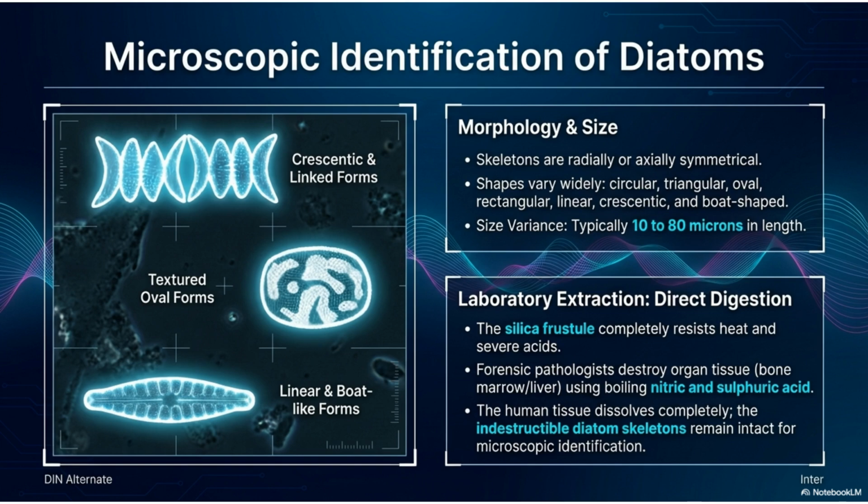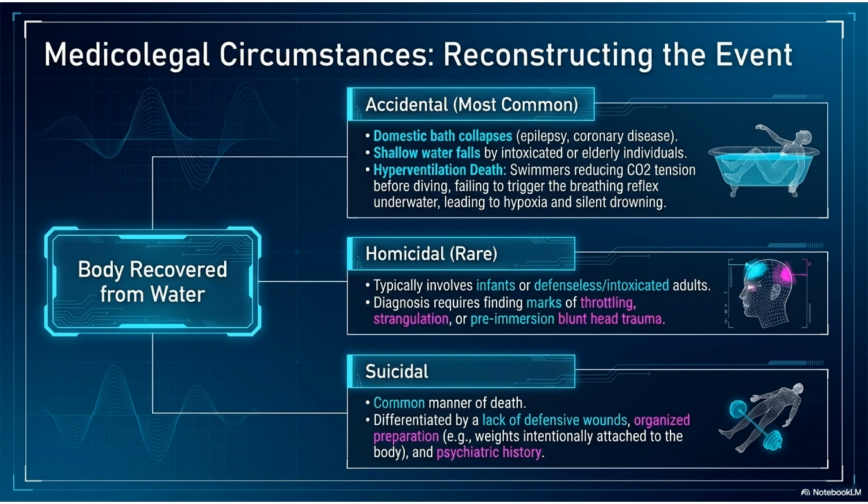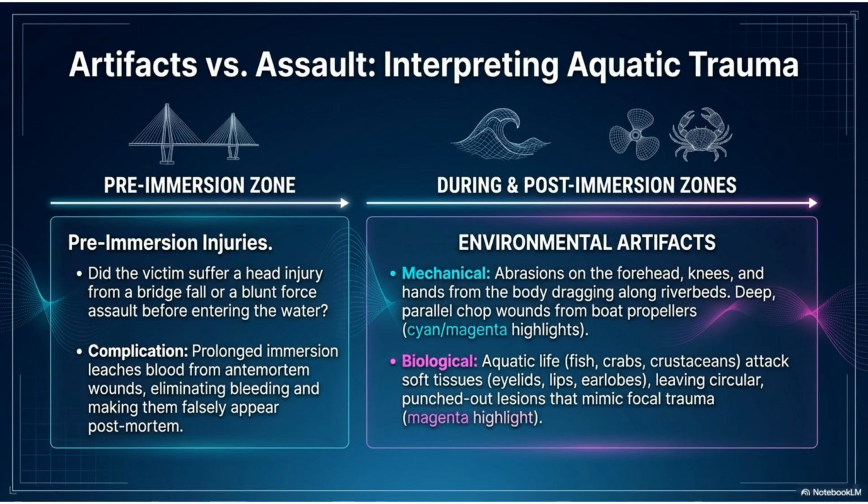Diatoms have various morphologies and sizes, ranging from 10 to 80 microns. They are extracted using direct digestion, where strong acids dissolve human tissue but leave the indestructible silica diatom skeletons intact for identification. Medico-legal circumstances for a body recovered from water are typically categorized as accidental, homicidal, or suicidal. Accidental is the most common, often involving domestic bath collapse or hyperventilation death.